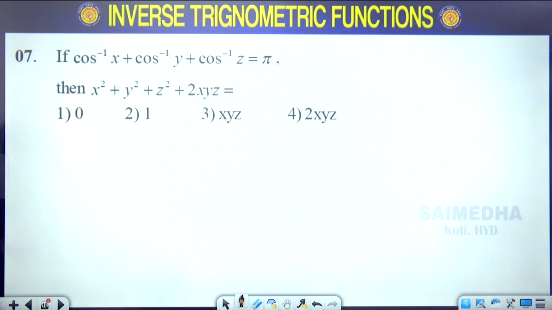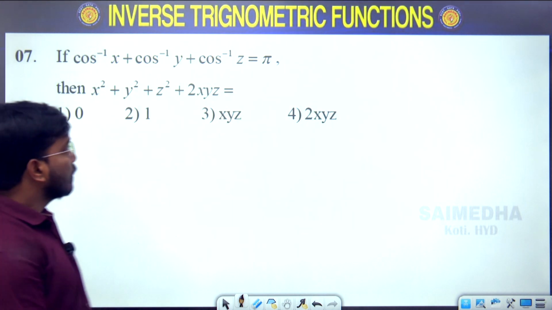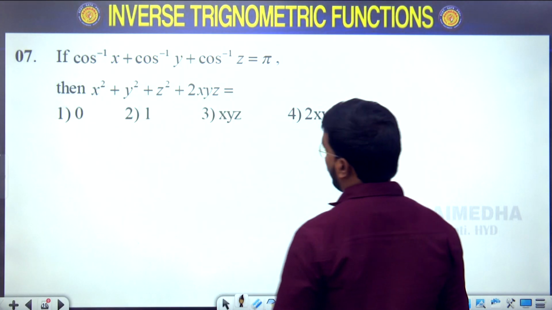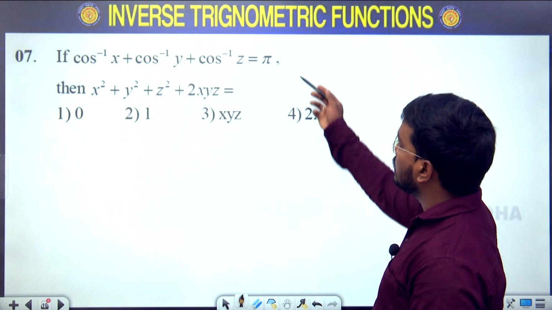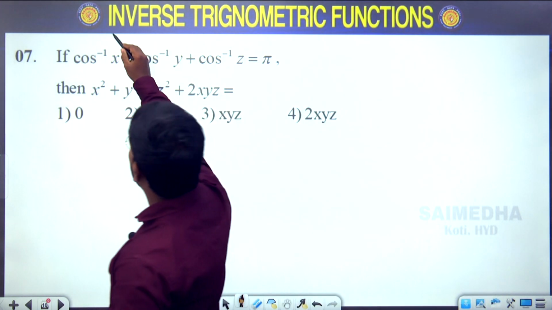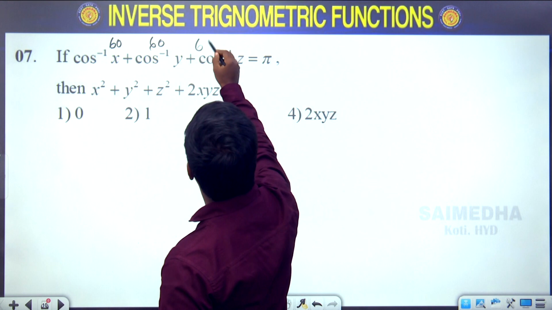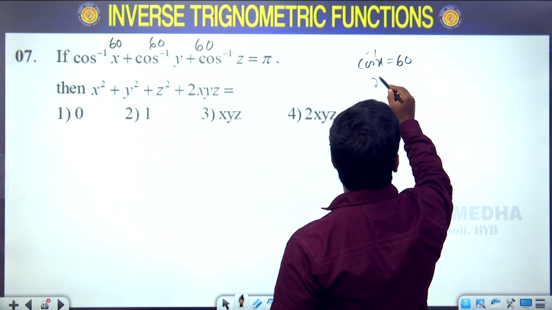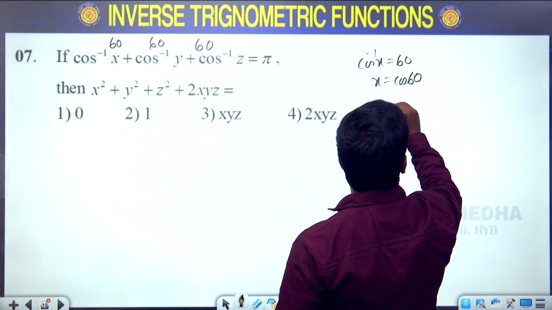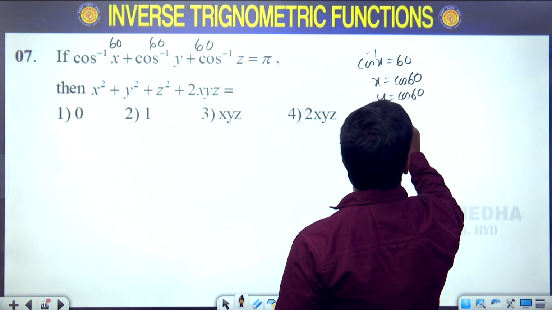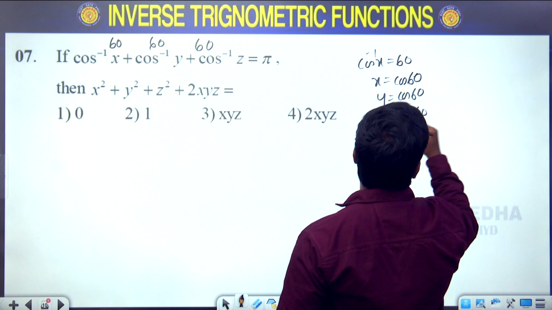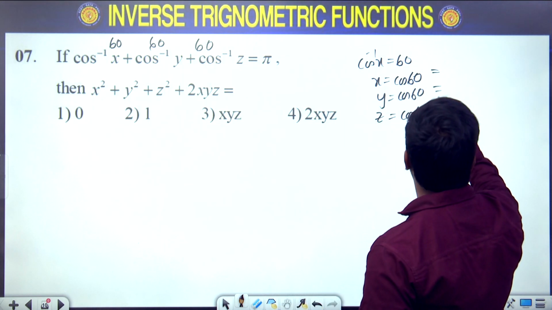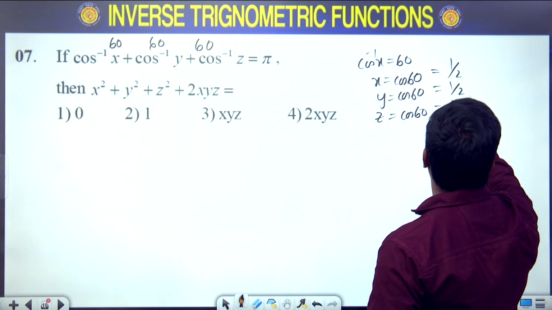The next question is given on the board. It is a logical question where angle plus angle is 180. So I will be thinking this angle has what? 60. This angle has 60, 60. If cos inverse of x is equal to 60, then x is equal to cos 60, y is equal to cos 60, z is equal to cos 60, because all of them we are assuming the 60 value only. Cos 60 value is 1 by 2, 1 by 2, 1 by 2.